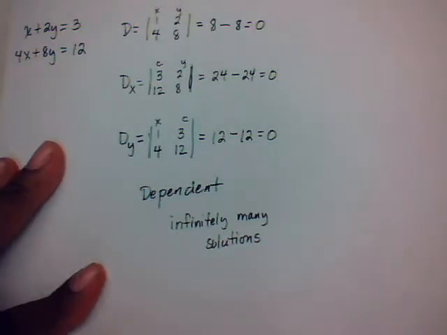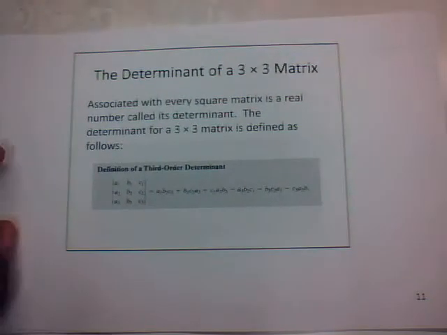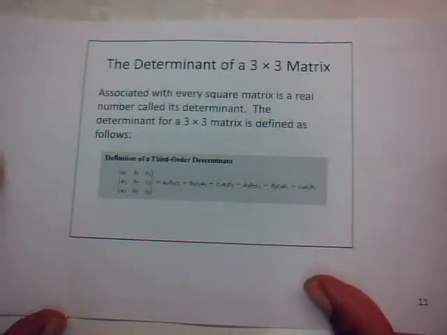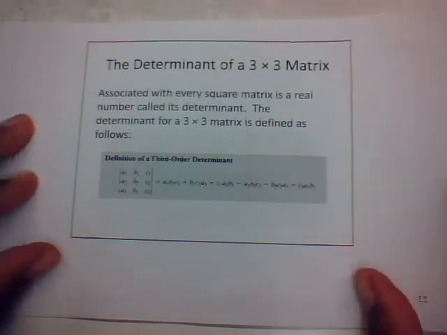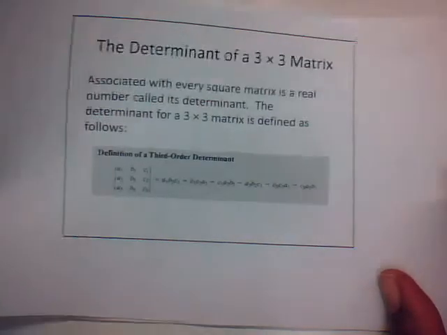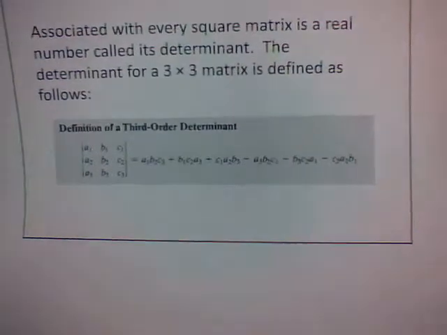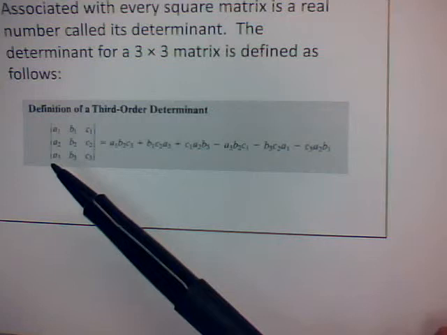Okay? Now, so far we've been doing 2 by 2 matrices, finding the determinants. Now, let's say we want to find the determinant of a 3 by 3 matrix. Okay, and it's still a square matrix because it's 3 rows and 3 columns here. Okay, associated with every square matrix is a real number, and it's called its determinant. And the determinant for a 3 by 3 matrix is defined as follows here. Okay, now this may be a little bit complicated here.